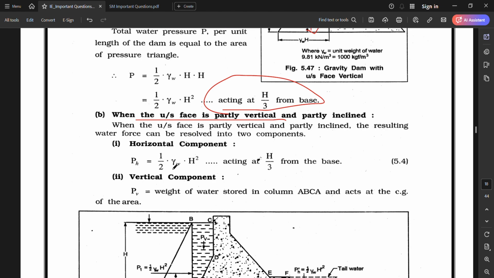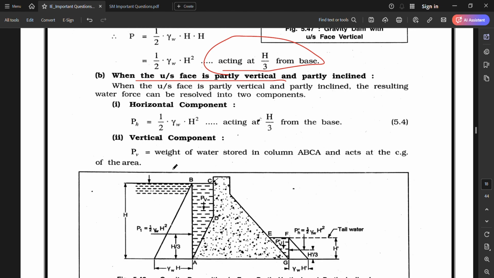When the upstream face is partially vertical and partially inclined, the resulting water force can be resolved into two components. First is the horizontal component and second is the vertical component. Vertical component P is equal to the weight of the water stored in the column A, B, C, and it acts at the center of gravity of the area. Now the horizontal component PH, the horizontal pressure, is equal to 1 by 2 into YW into H square, which is acting at H by 3 of the base.